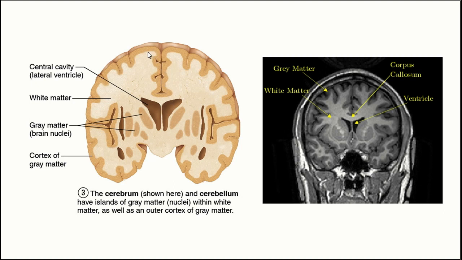So these materials are referred to as the gray matter, which is superficially located, and the white matter, which is more deeply located within the cerebrum or the cerebellum, respectively. The gray matter of the cerebrum and the cerebellum is referred to as the cerebral cortex and the cerebellar cortex. Because we're looking at the cerebrum here, this would be the cerebral cortex. If we were looking at the superficial part of the cerebellum, we would call that gray matter the cerebellar cortex.